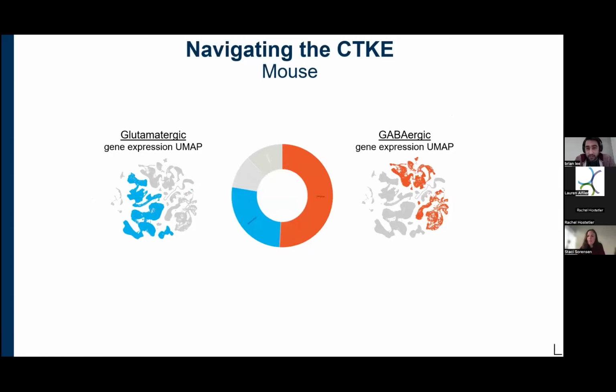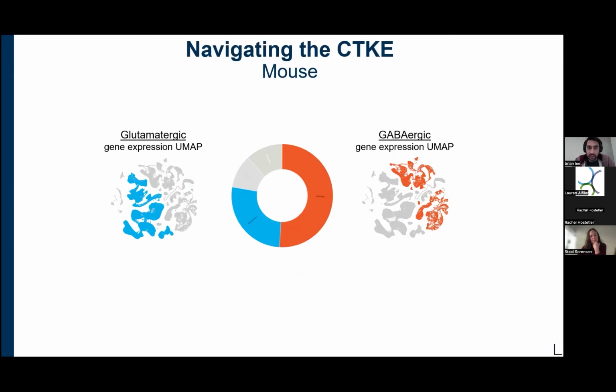So, navigating through the CTKE, how do we apply and look at this Patch-Seq data using this platform? Rachel had a nice description of what's embedded within this platform, so I want to revisit this a bit. In the middle is that sunburst plot that she had shown.